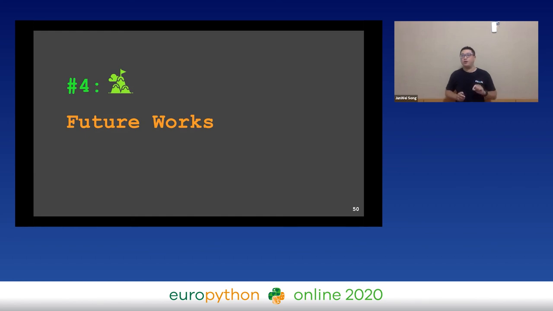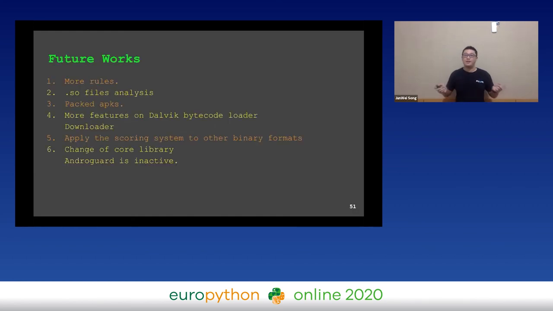All right, the last part, future works. As I mentioned earlier, we still have a lot of things to do. For example, we need to have more detection rules, and we need to deal with the .so file and the packed APKs, and we want to have more features of the Dalvik bytecode loader. For example, the feature of downloader, and we also want to apply our scoring system to other binary formats. And the last thing, we probably would change the core library since we use Androguard, and since Androguard has been quite inactive recently.